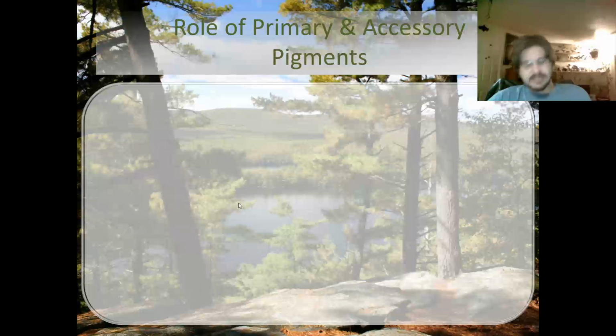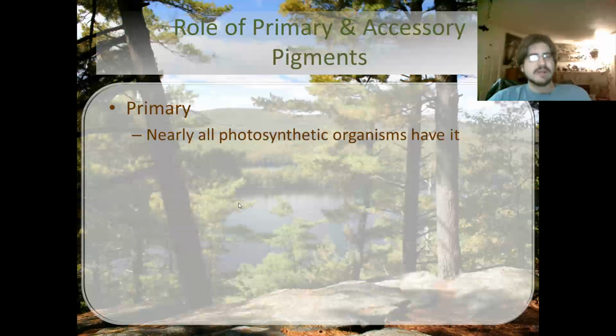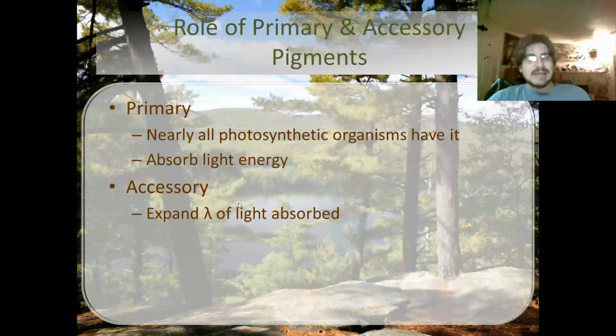All right, so let's take a look at the role of primary and accessory pigments. The primary pigment, chlorophyll alpha, is one that nearly all photosynthetic organisms have, and it absorbs light energy. And then the accessory pigments expand the wavelengths of light that are absorbed. So they're just there to allow the plant to get more light absorbed than just the light chlorophyll alpha can get.